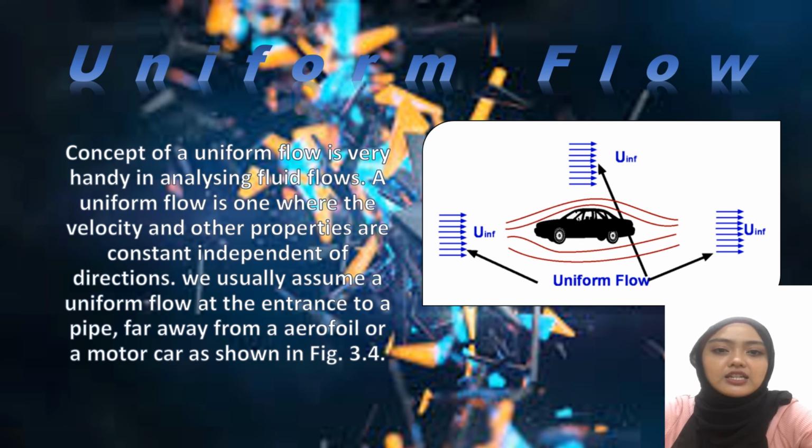And lastly is uniform flow. The concept of a uniform flow is very handy in analyzing fluid flows. A uniform flow is one where the velocity and other properties are constant, independent of direction. We usually assume a uniform flow at the entrance to a pipe, or far away from an aeroplane or a motor car as shown in figure 3.4.